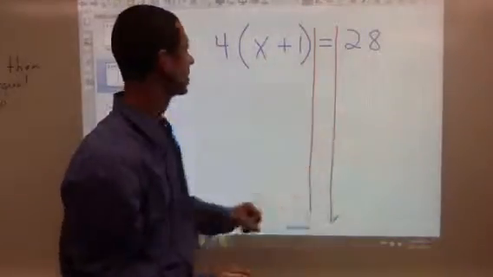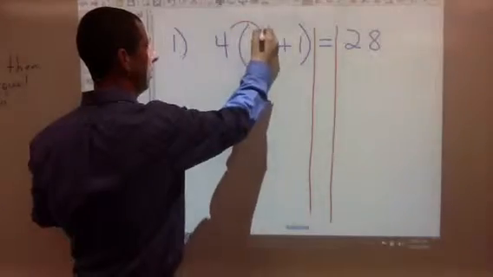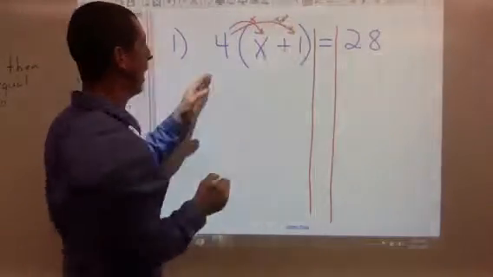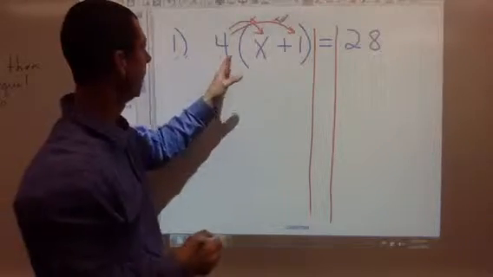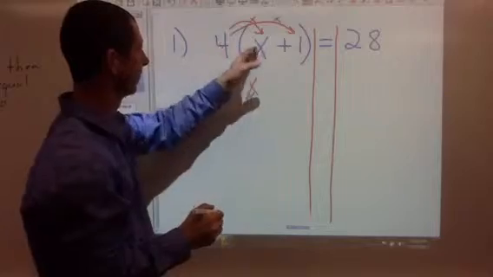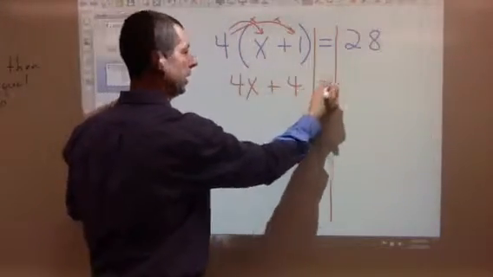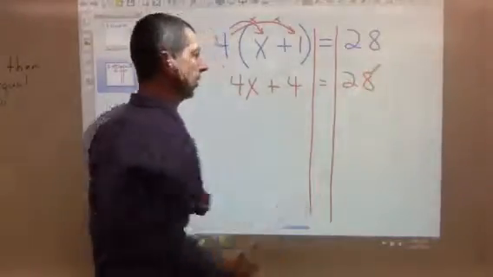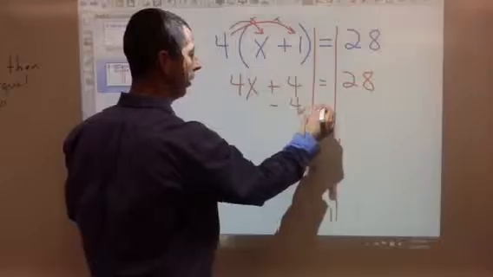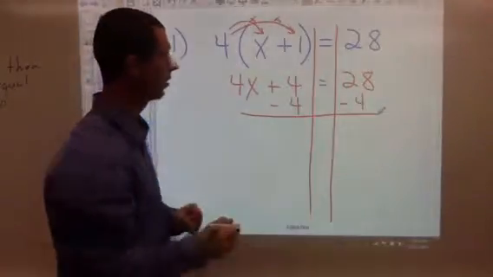equation into two sides. Okay, now we've got to take care of this set of parentheses. So if you remember, here's what we did a while back, using the distributive property here. So 4 times x is 4x, plus 4 times 1 is 4, equals 28. Okay, now we want to get rid of our plus 4, so we're going to subtract 4 from both sides. Remember, whatever we do to one side, we've got to do the same thing to the other side.